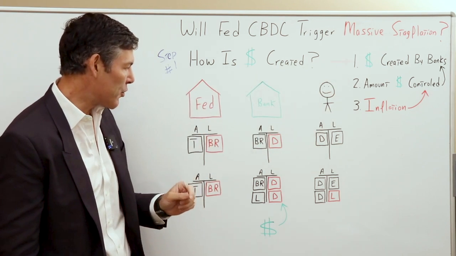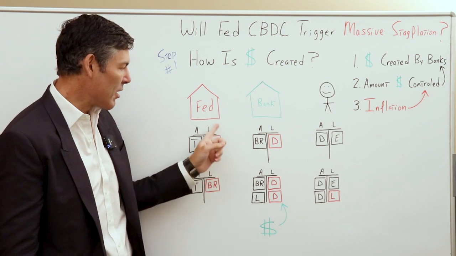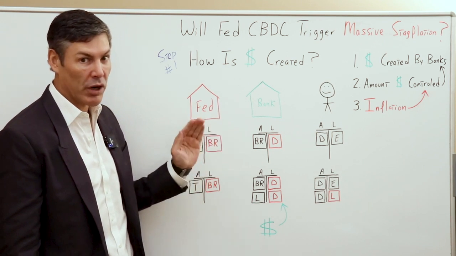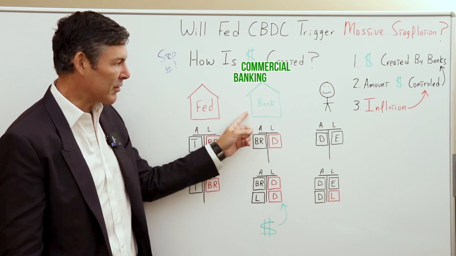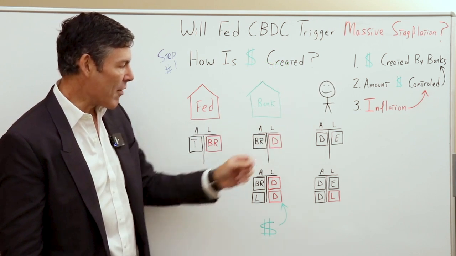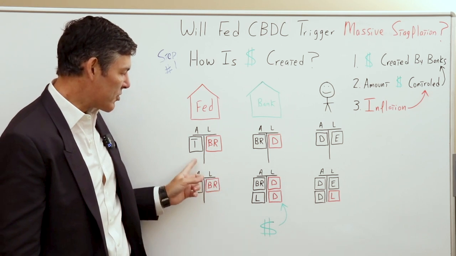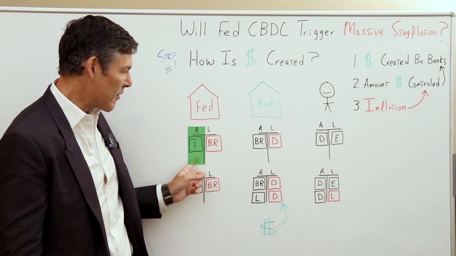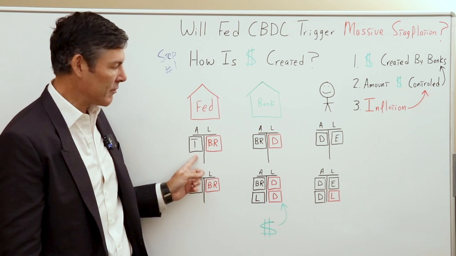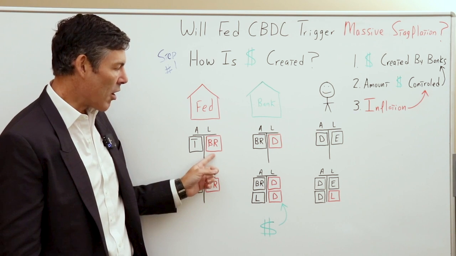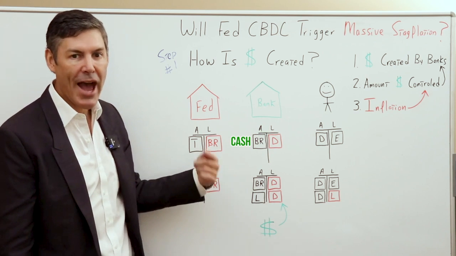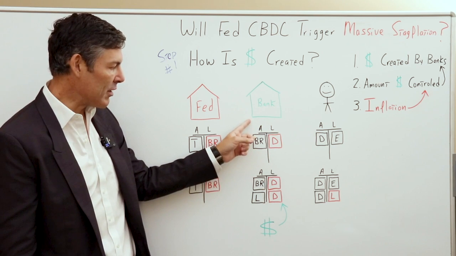Check this out. We've got 3 separate balance sheets. The balance sheet of the Federal Reserve, or any central bank. The banks, this represents the commercial banking system. And the average Joe. So we start with the assets of the Federal Reserve being treasuries. The liabilities are bank reserves. These liabilities are assets. They're the cash for the commercial banking system.